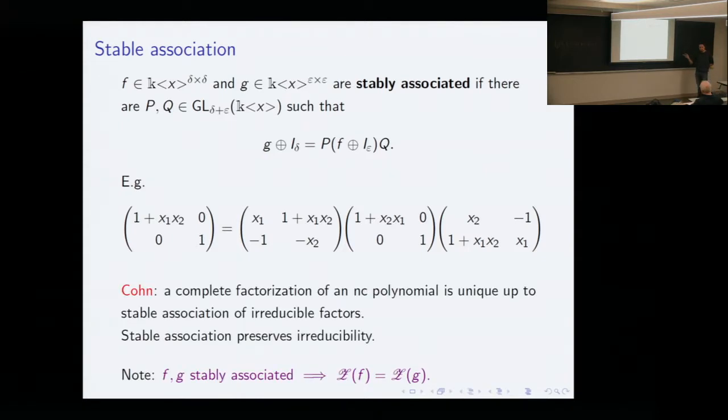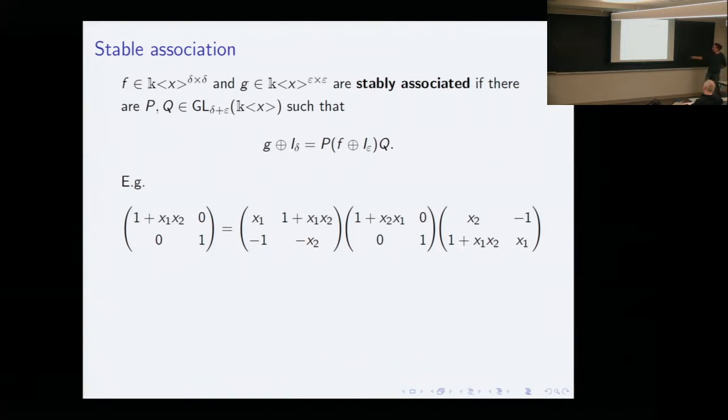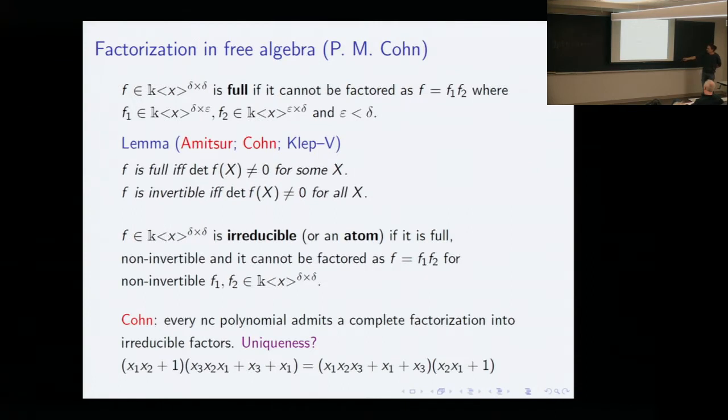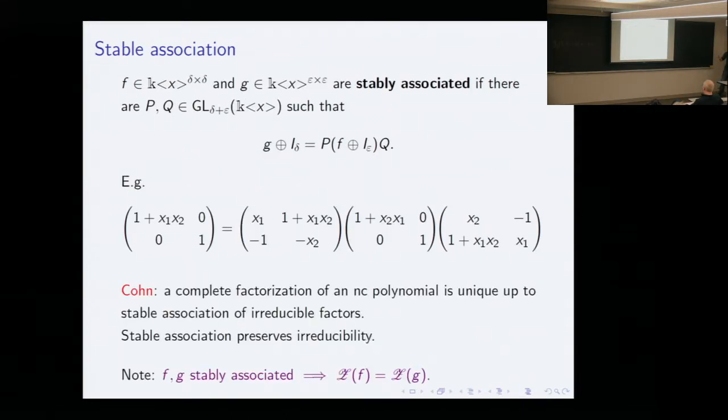Again, going back to Cohn, a complete factorization of this type always exists, and it's actually unique up to stable association of irreducible factors. Those factors, like in this example here, we just saw that these two factors are associated, but for example, also these two factors are associated. So once you impose this equivalence relation of being stably associated, factorizations become unique.